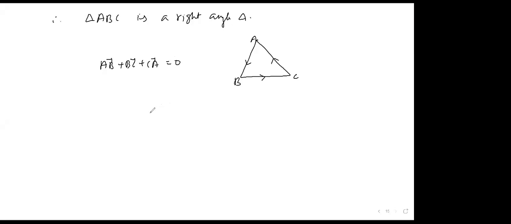AB plus BC minus AC, CA will be there. I think B and C both have the same option. C will be the answer. There is some error in the choices.